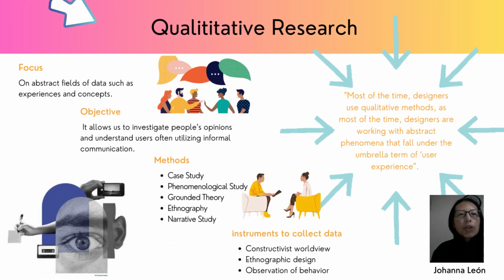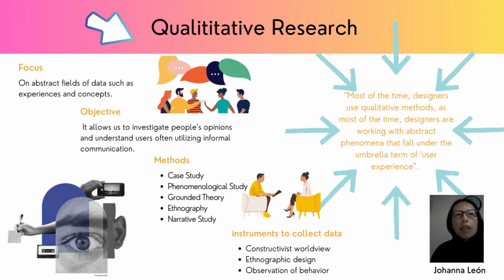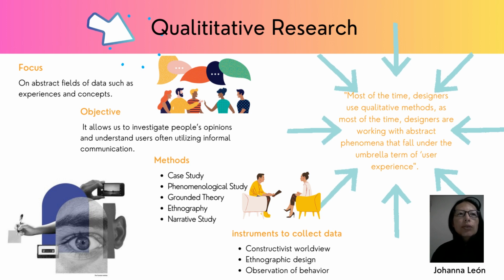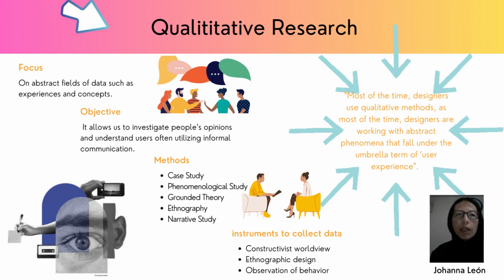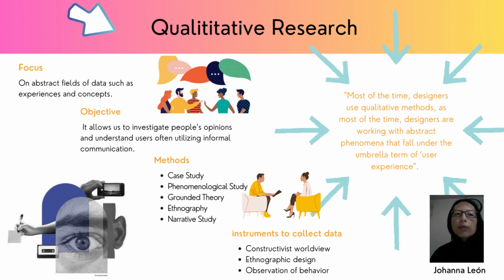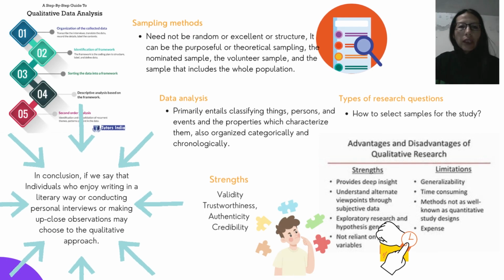Qualitative research focuses on abstract types of data such as experience and concept. The objective is to allow us to investigate people's opinions and understand users, often utilizing informal communication. The methods are case study, phenomenological study, grounded theory, ethnographic, and narrative study. The instruments to collect data are constructivist methods, ethnographic design, and observation of behavior. The sampling method need not be random and is not structured.